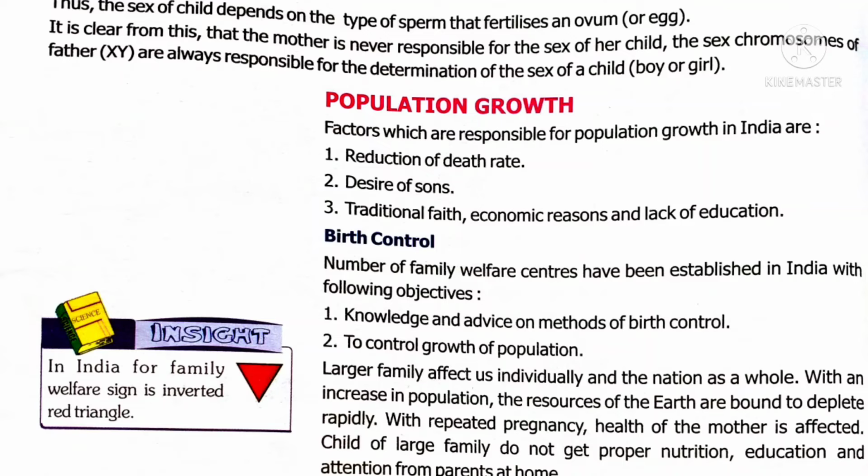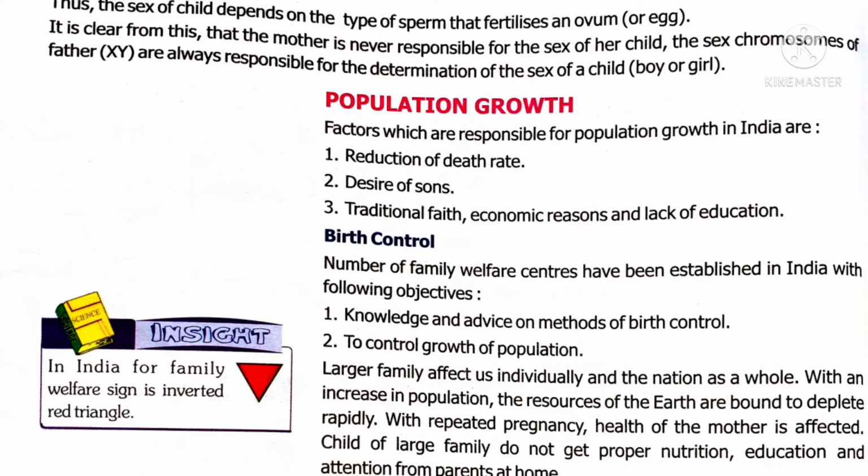Now let's move on to population growth on page 104. The factors responsible for population growth are reduction of death rate, the desire for sons, traditional faith, economic reasons, and lack of education. What does it mean? The reduction of death rate means that because of the development of technology and medicine, the death rate is reduced. The second one is the desire for sons. If the parents have two girls, they will go for a third child expecting a son. That is called the desire for sons.